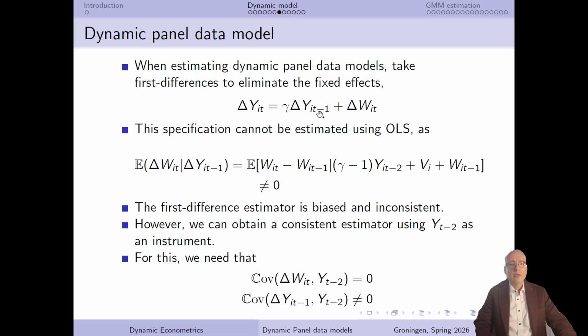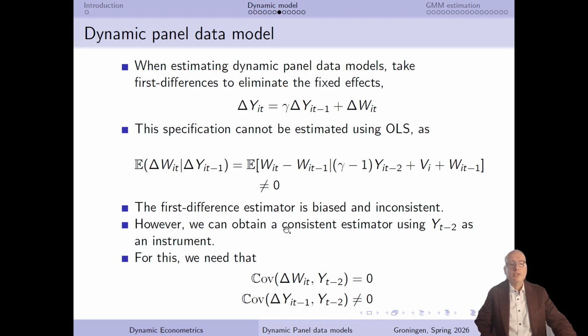Take into account that the regressor delta y_{i,t-1} is going to be correlated to the error term delta w_{it}. And we already have methods to correct for endogeneity, and that is instrumental variable estimation. In this case, we can also try to use an instrument.